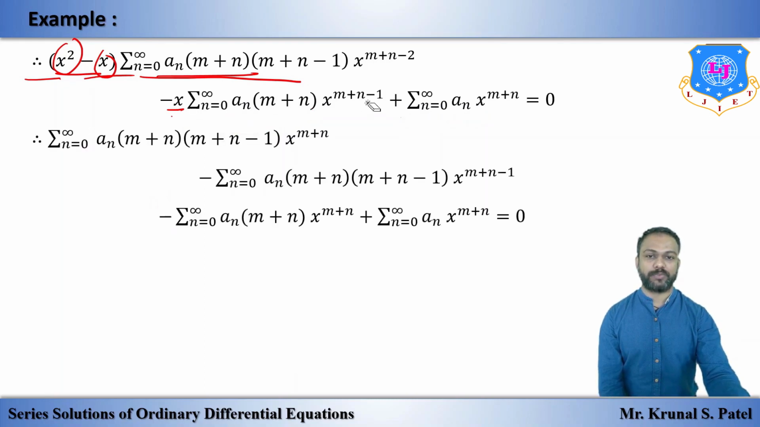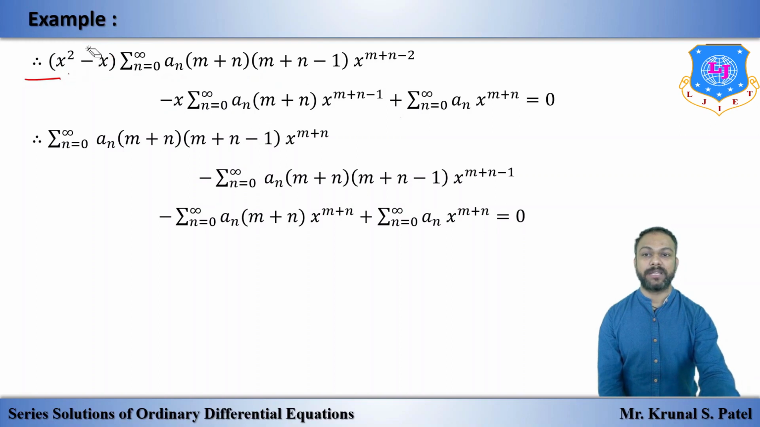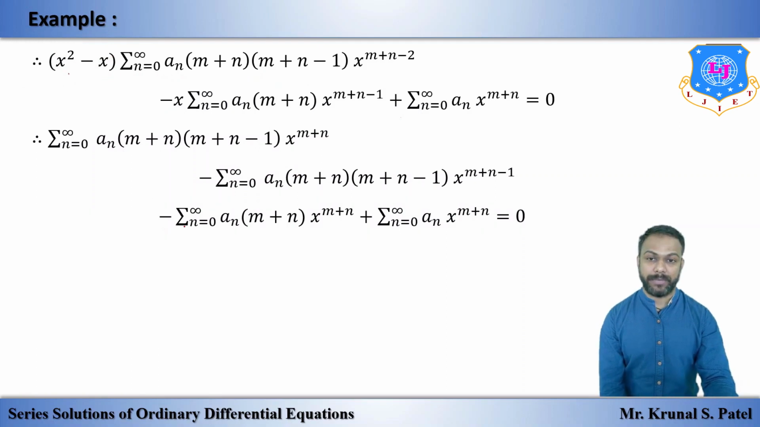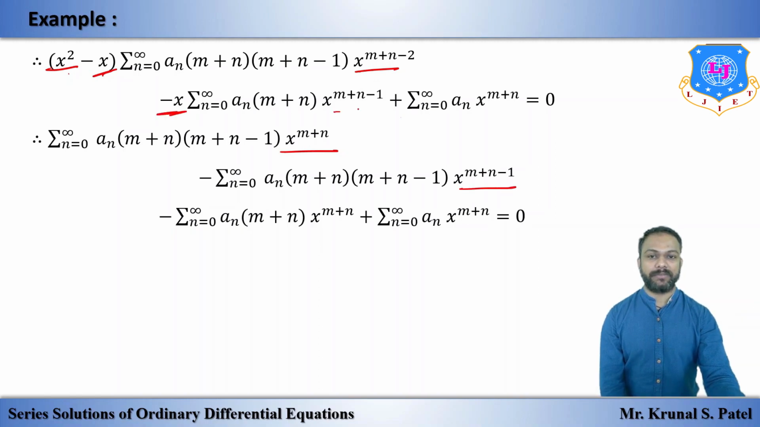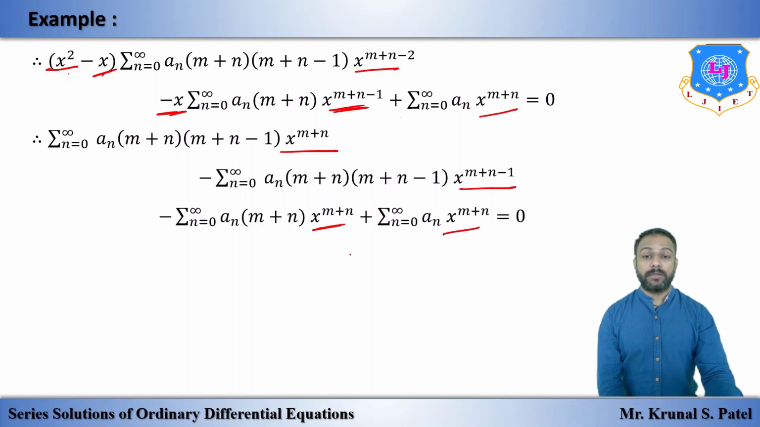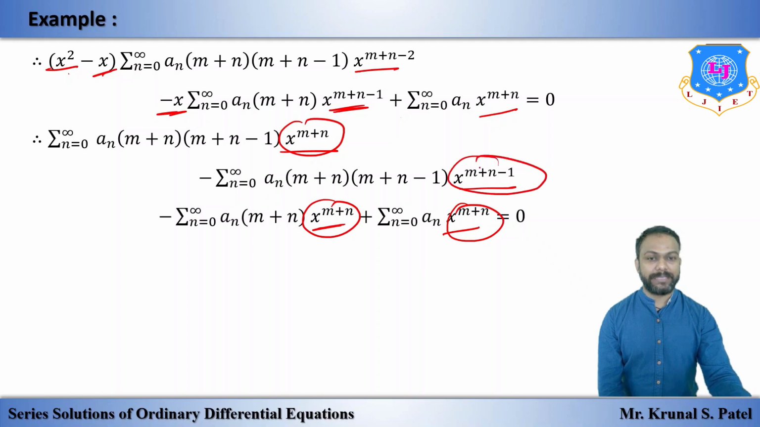Okay, now I am not explaining because I have already explained 2 entire examples. So x square multiplied with this becomes x raised to m plus n, and x multiplied with this becomes x raised to m plus n minus 1. And this x multiplied with this becomes x raised to m plus n, and this x raised to m plus n as it is. Now we'll make the power of x equal. So we have x raised to m plus n, x raised to m plus n, x raised to m plus n minus 1. Now to make this equal, we have to replace n by n plus 1.